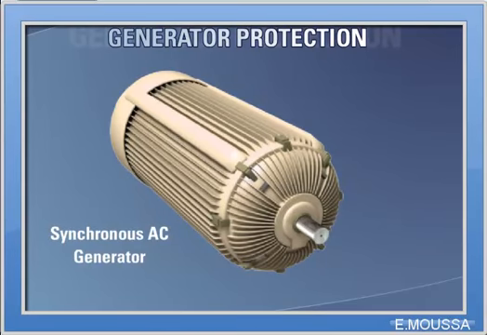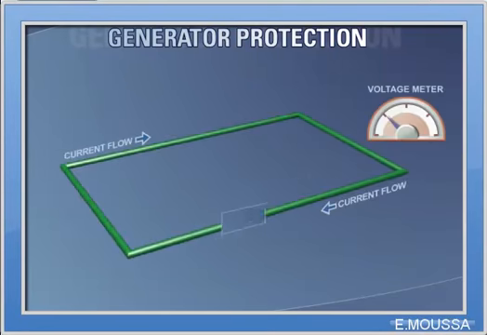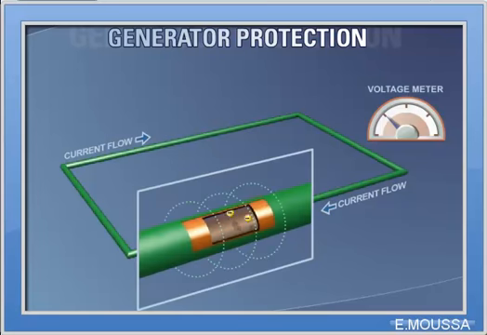Generator protection. Let's start by reviewing the theory of operation of a synchronous AC generator presented earlier in this course prior to our discussion of generator protection. When current flows through a conductor, a magnetic field is formed. The higher the current flow, the stronger the magnetic field.